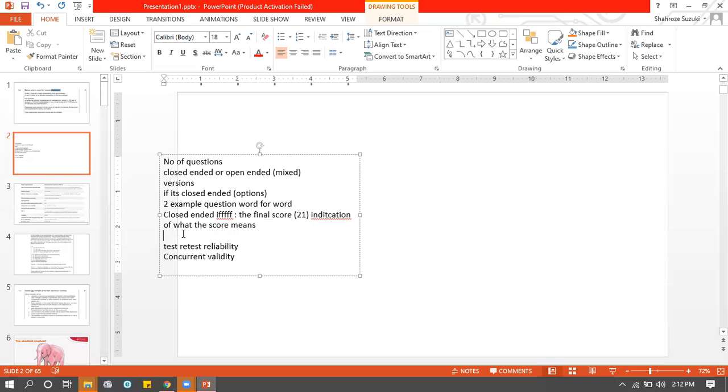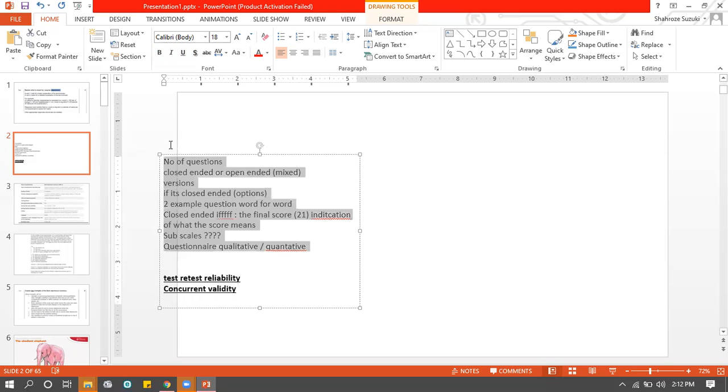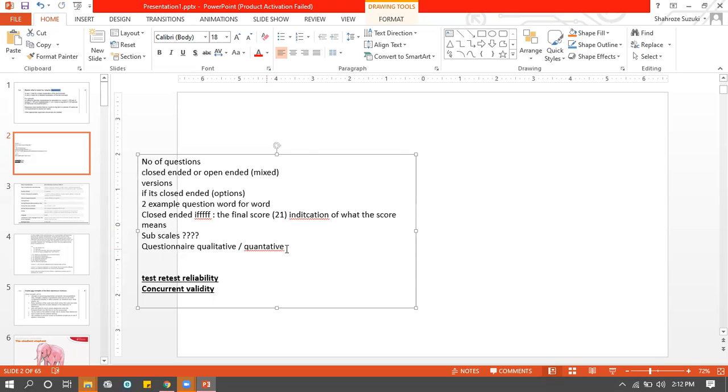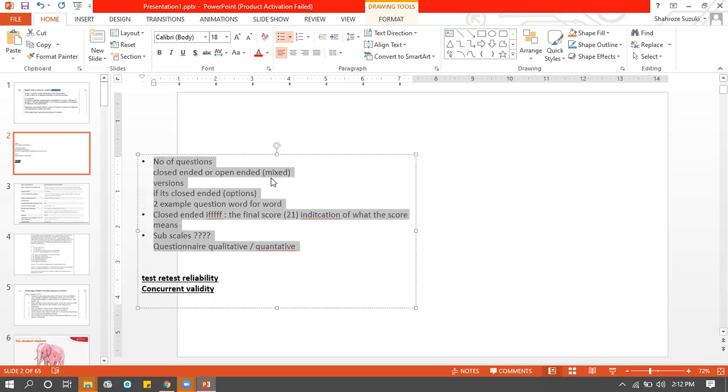Sub skills. Is this questionnaire divided into smaller parts? If yes, what are these parts? If not, you're not supposed to answer this question. It doesn't apply to that question. Other than that, does the questionnaire give you a qualitative or quantitative answer? I'm going to underline these two because these two are not required necessarily. These points you have to focus on when you study a questionnaire, because these are the points that the CIE people are going to ask you.